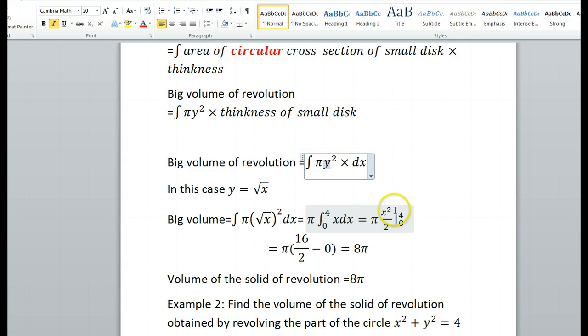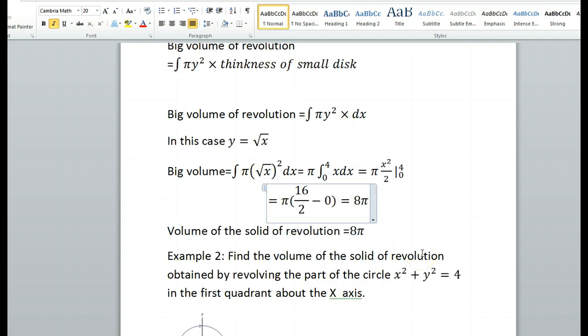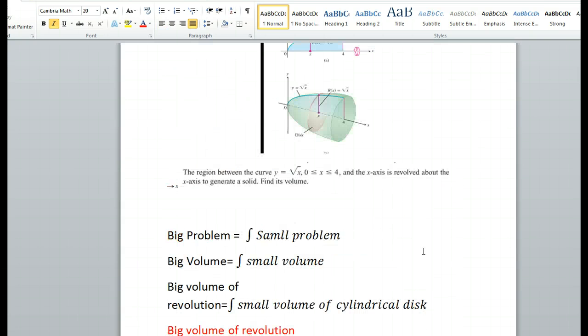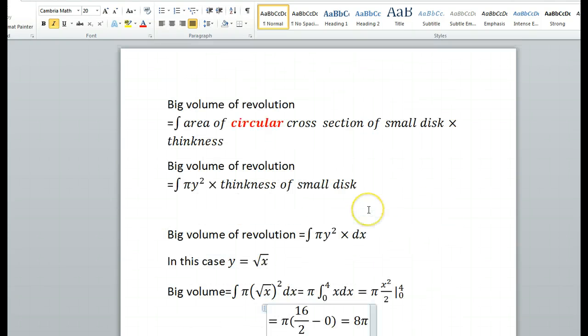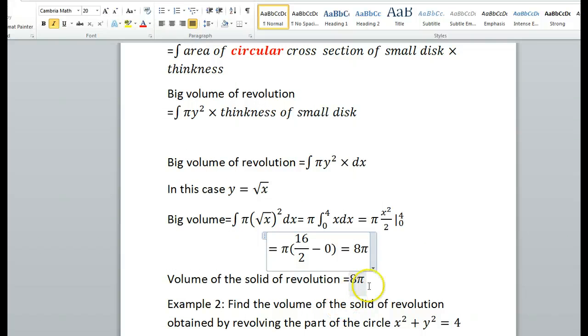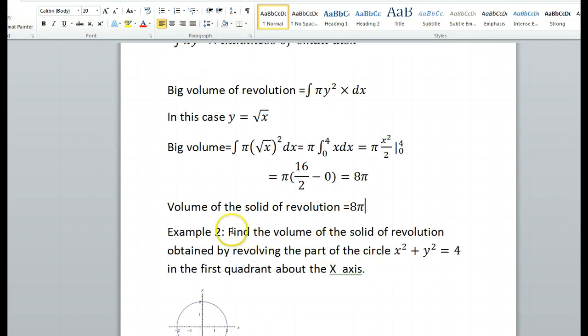So you put the top limit, you get 4 squared, which is 16. 16 over 2 times pi, minus when you put the bottom limit, you get 0. So 16 over 2 is 8, pi times 8 is what? 8 pi. So really, what is the volume of the solid of revolution? The volume of the solid of revolution is 8 pi. All right, so that's the answer.